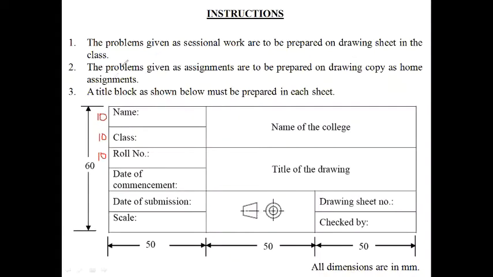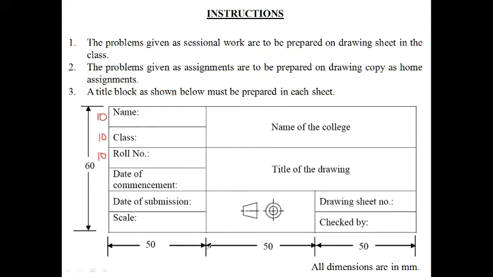Here, first, the problem will be given as in your manual. The second part is an assignment, also given in your manual. And the third one is at the right bottom corner. You have to draw this title block. In the title block, the measurement will be 60 by 150.